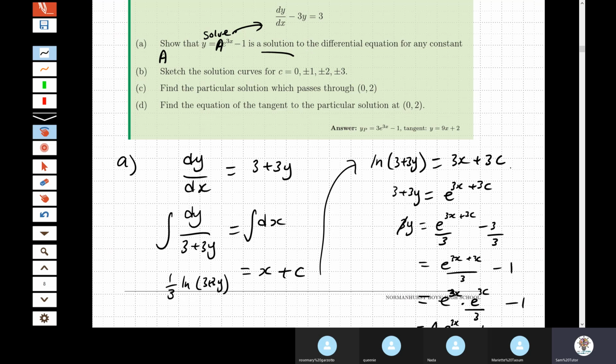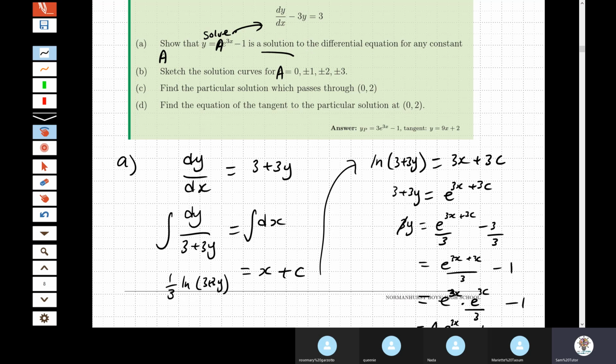We're doing it again. I'm not going to do the next bit. Sketch the solution for c equals 0, or A equals 0 in my case, now that I changed it. A equals 0, A equals plus minus 1. That's just sketching. I'm not going to do that. Got nothing to do with this.